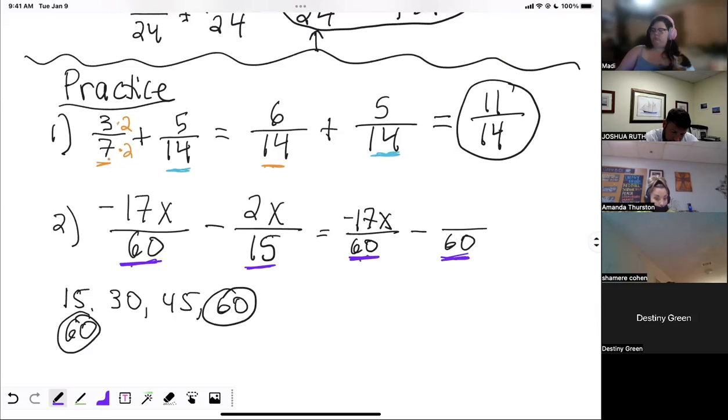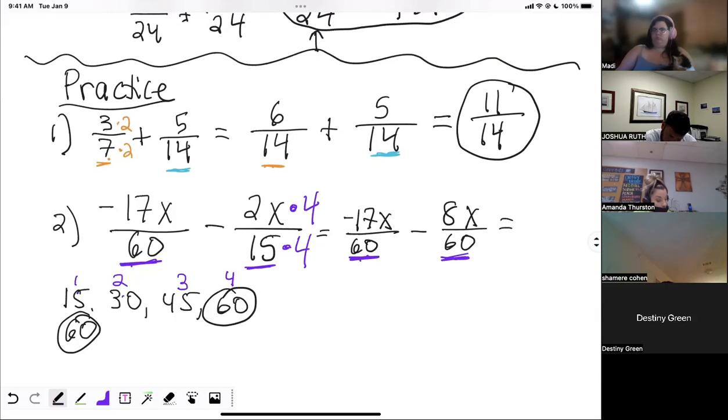What do I have to multiply by? Well, we can look here. 1, 2, 3, 4. 15 times 4 would be 60, which means I have to multiply this numerator by 4. So 60 is perfect. Now, what's 2x times 4? Sorry, not 4x. Okay, 4 times 2 is 8, 8x.